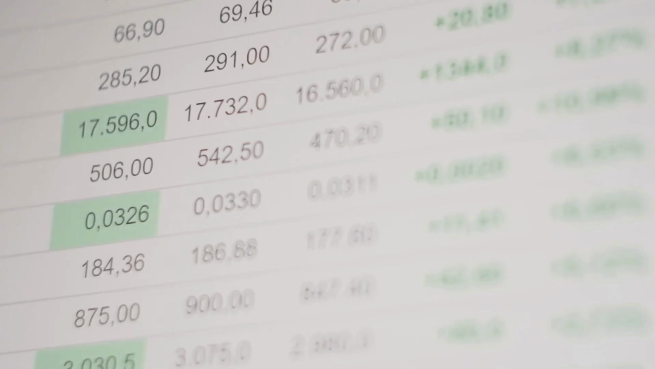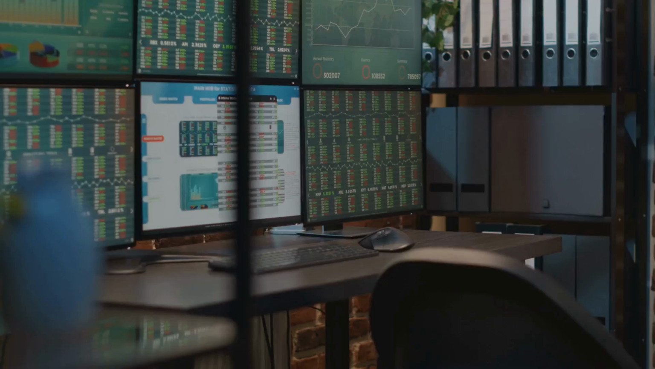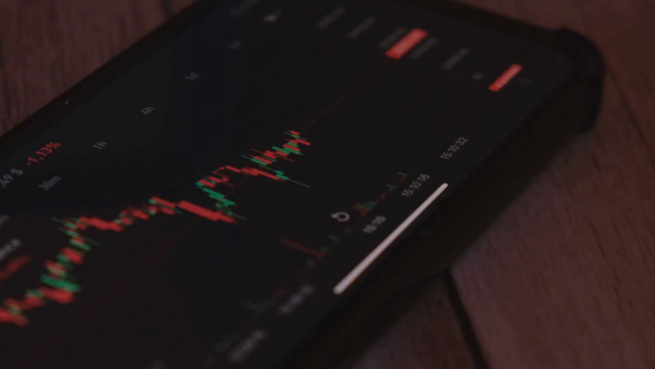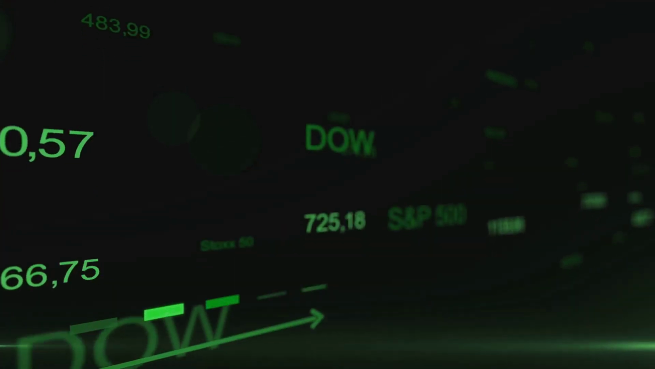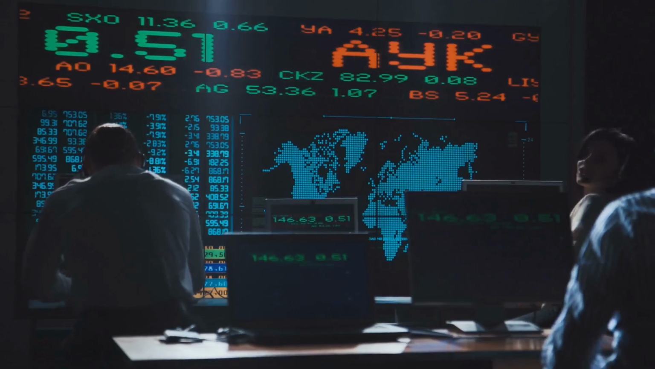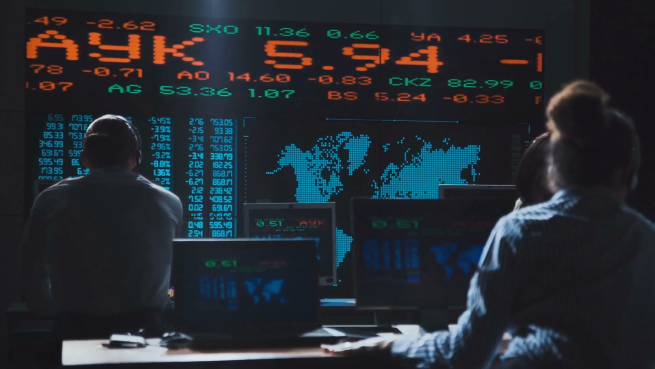The volume-weighted average price, or VWAP, is a crucial indicator that shows the average price paid weighted by volume. Unlike a simple moving average, VWAP reflects where the real money was committed.